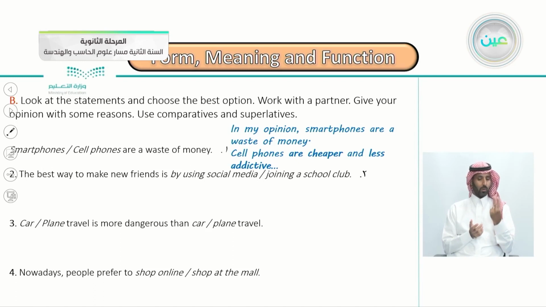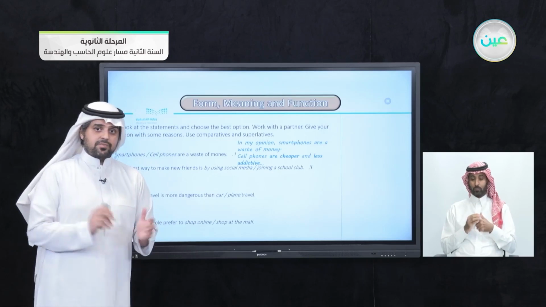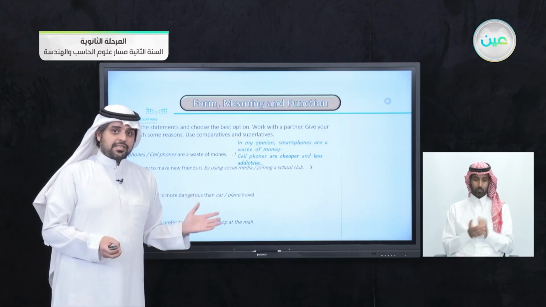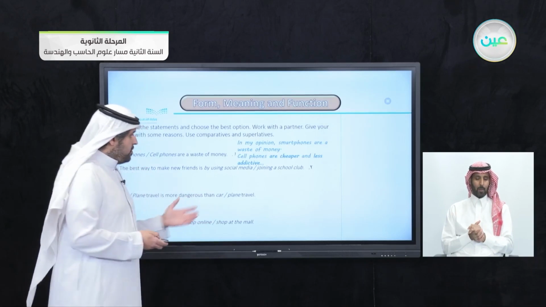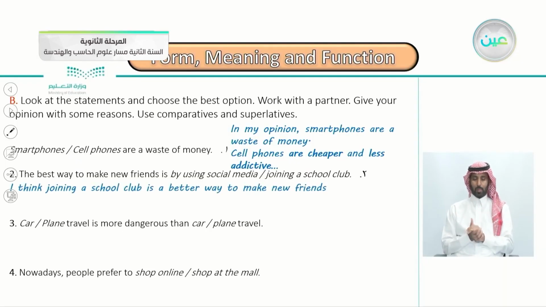So the second one, the best way to make new friends is by using social media or joining a school club. So you can write your own opinion, use the comparative and the superlative also. How do you answer the second one? Okay, let's see the answer here. I think joining a school club is a better way to make new friends. We use the comparative here because we're comparing two things, the social media or joining the school club. Again, you say, I think joining a school club is a better way to make new friends.